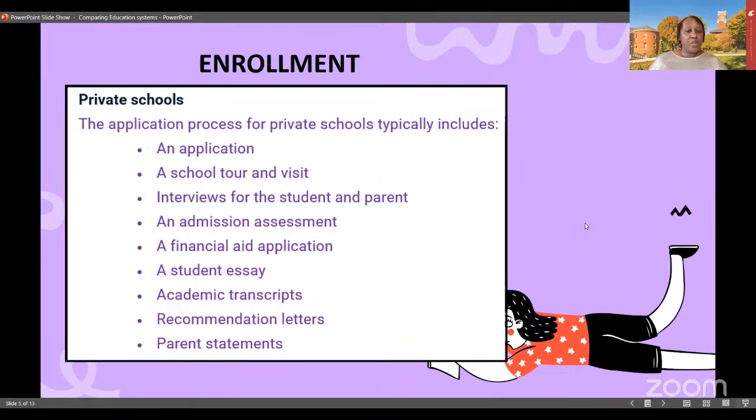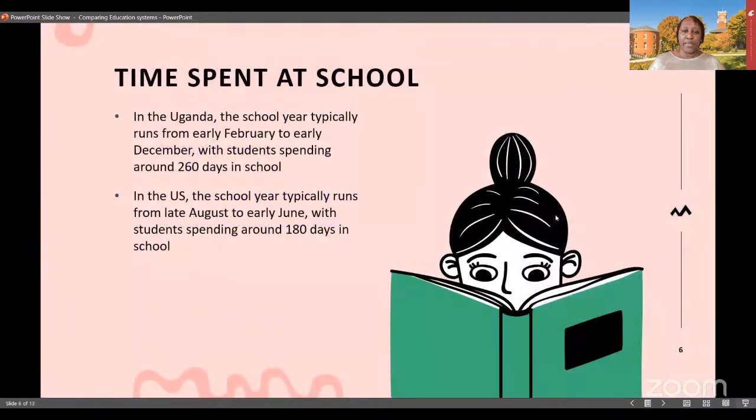Private schools are a little bit difficult to get into. They have a whole long list of things, including interviews. They do not care about the residency part, but there's a lot of other extras involved. There's a student essay, academic transcripts, recommendation letters, and parent statements, all of which are not required for public schools.